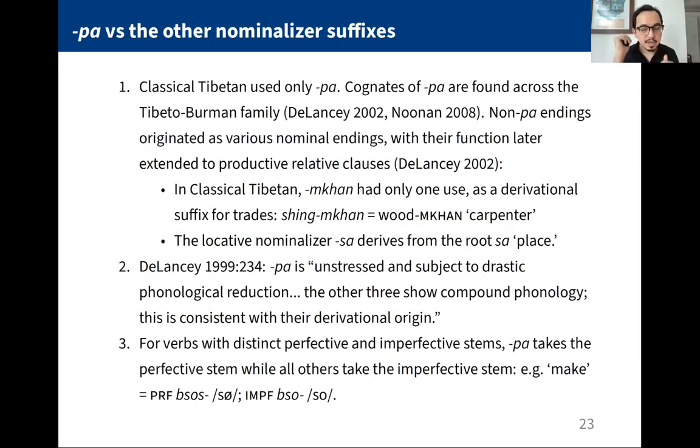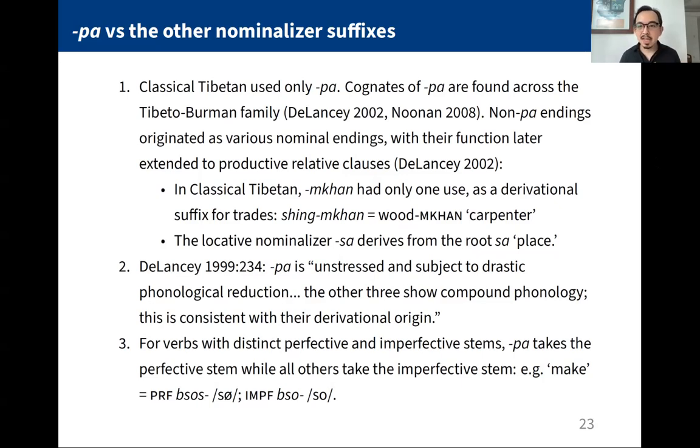Sorry, there's a lot of text here, but I want to highlight something about these nominalizers. One is that there are a number of reasons to think that pa and the other nominalizers have a very different status in the language. So one is that historically in classical Tibetan, there was only pa, and cognates of pa are exactly what's found all across the Tibeto-Burman family. All of the non-pa endings, those more specialized ones, are innovations that occurred later in the history of the language.